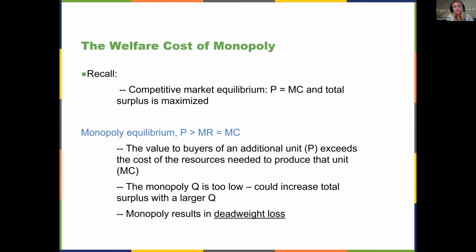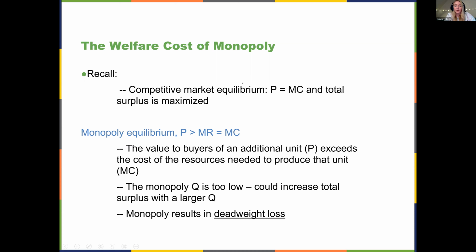The second half of the video, we're going to be introducing the idea of price discrimination and talk about what that means and how a monopolist could potentially use price discrimination to make society better off. So let's go ahead and get into the video, starting with the welfare cost of monopoly.